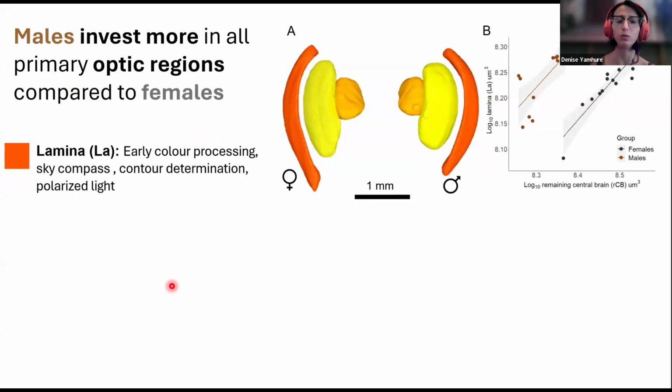And the lamina is known to play an important role in early color processing, sky compass navigation, which is basically used by polarized light of the sun, and contour determination by light and dark shadow contrast.